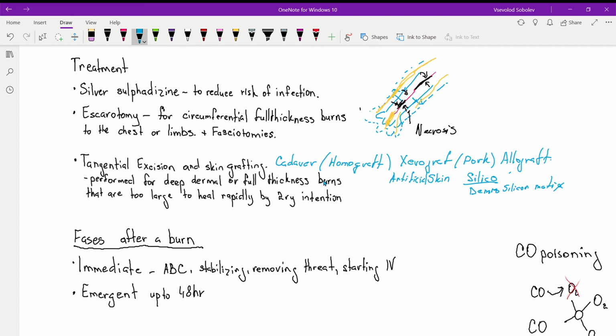Also, there can be a new treatment where they take the cells from the patient, take them to the lab, grow them to a large amount, and bring those cells back as a sheet of skin. It's called cultured epithelial graft.